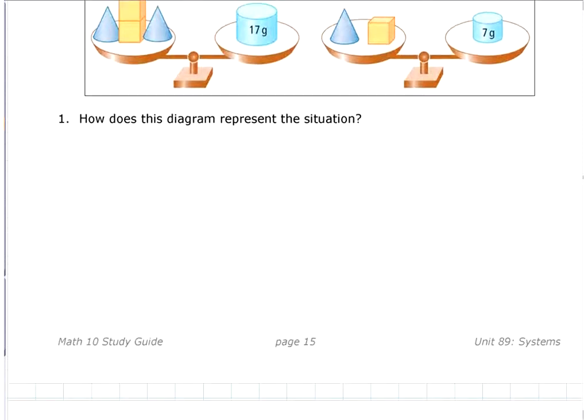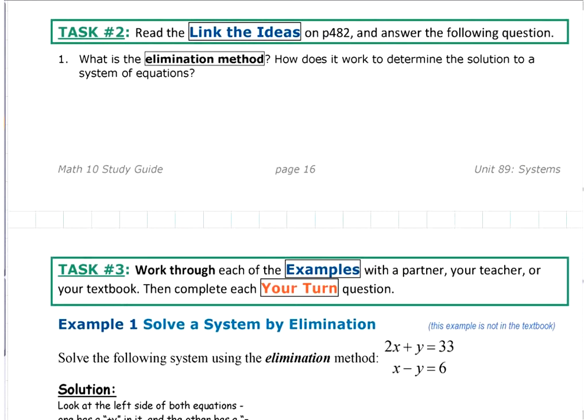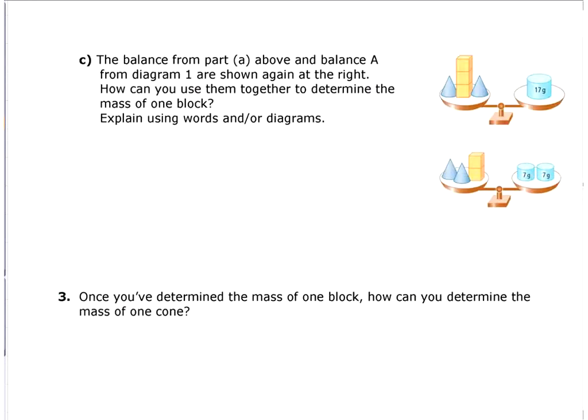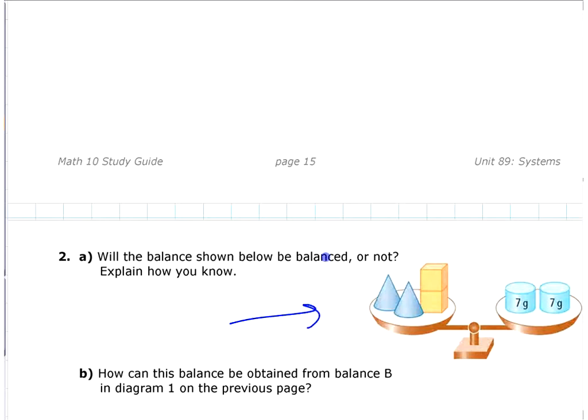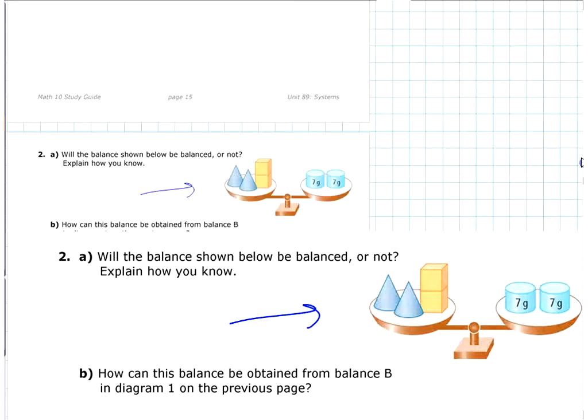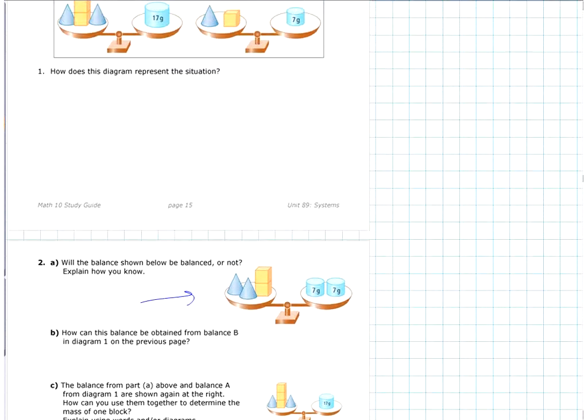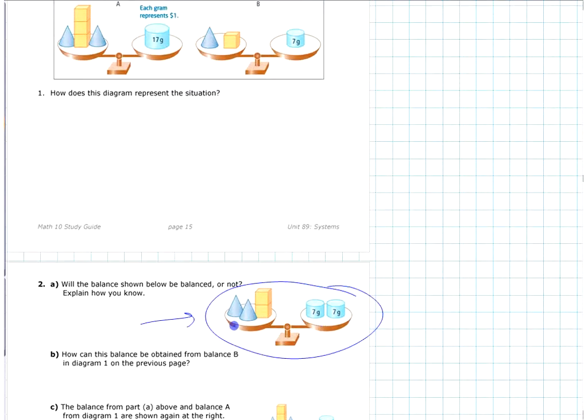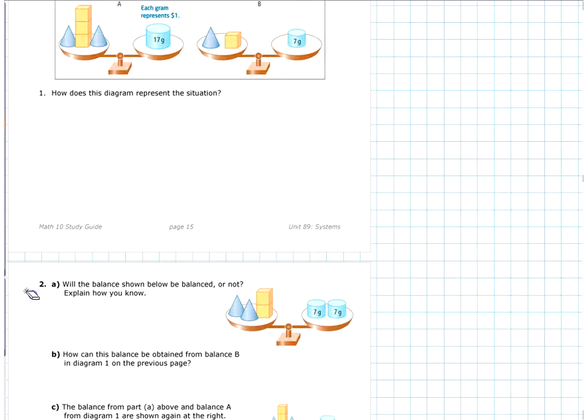Do I have pictures on this side? I do, I think. Where did it go? Maybe we'll shrink it down here so we can see it. That picture right there, from the original two pictures, how do you know this is going to balance? How does this come from those original pictures? Yeah, exactly, right? This one cone, one cube is 7, so two cones, two cubes are 14, right?